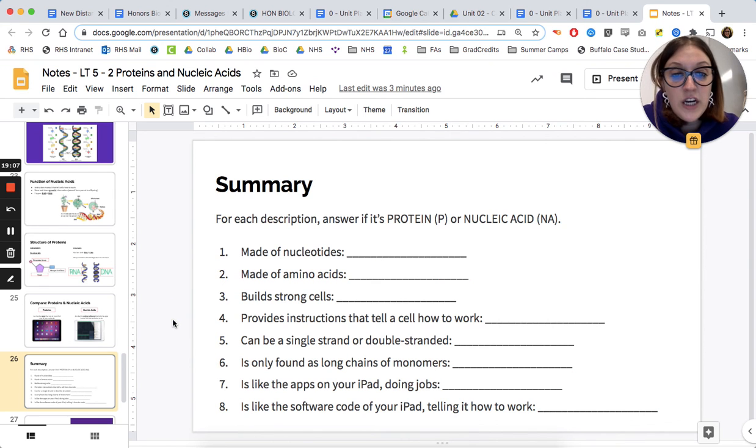All right, if you want to check your answers, it is nucleic acid, protein, protein, nucleic acid, nucleic acid, protein, protein, nucleic acid. All right, how did you do? I hope you did okay. This is the first time you've learned this though, so it's okay if you missed a couple.